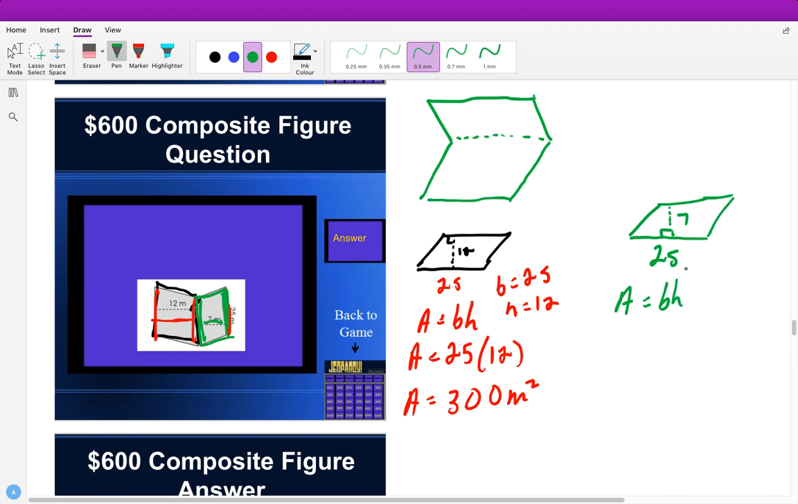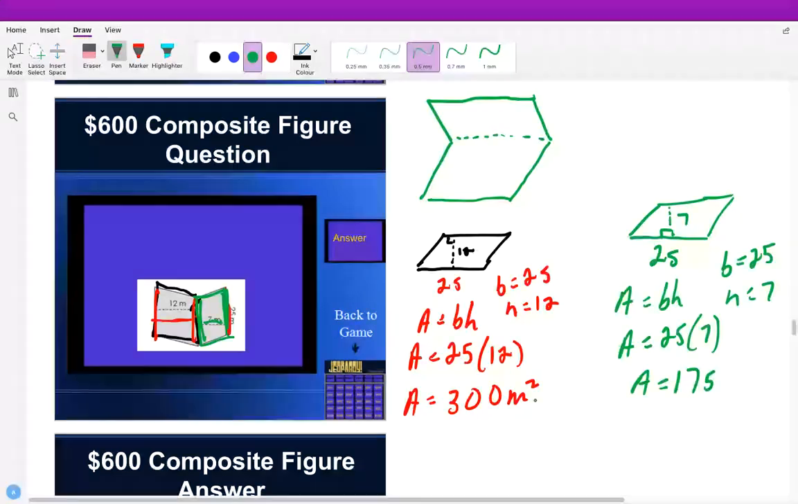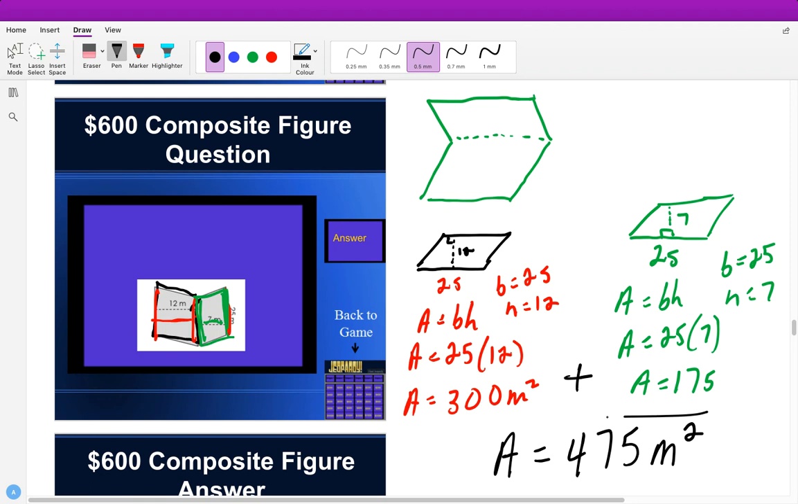So area is equal to base times height, where my base is equal to 25 and my height is equal to 7, so area is equal to 25 times 7, or area is then equal to 175. So now, once again, these two images are being combined. We're not removing anything. We didn't find the area of something that we didn't need. We found the area of both parts that we need. So in the end, we will add these two together. So our area is equal to 475 meters squared.